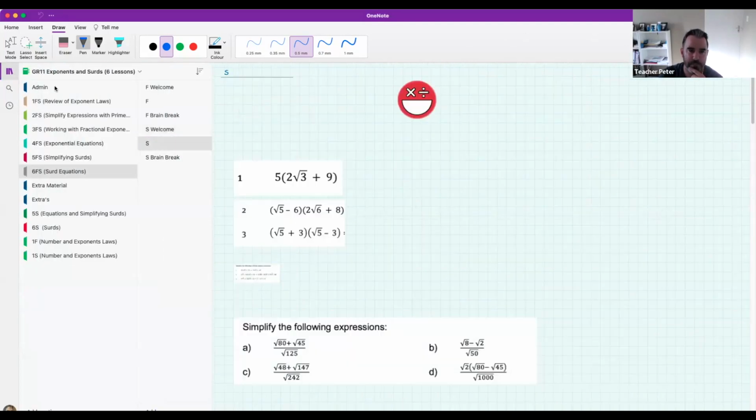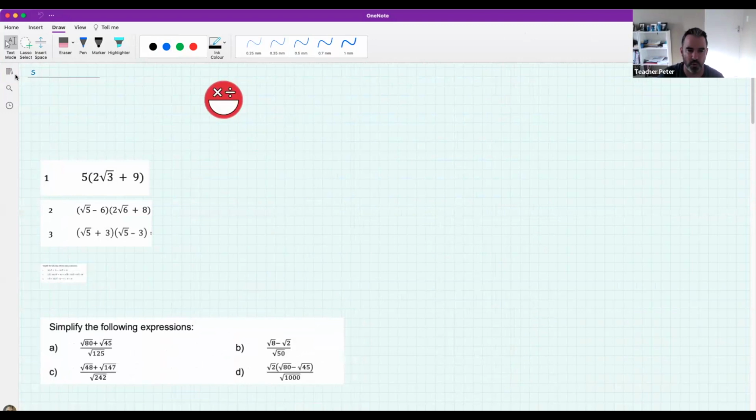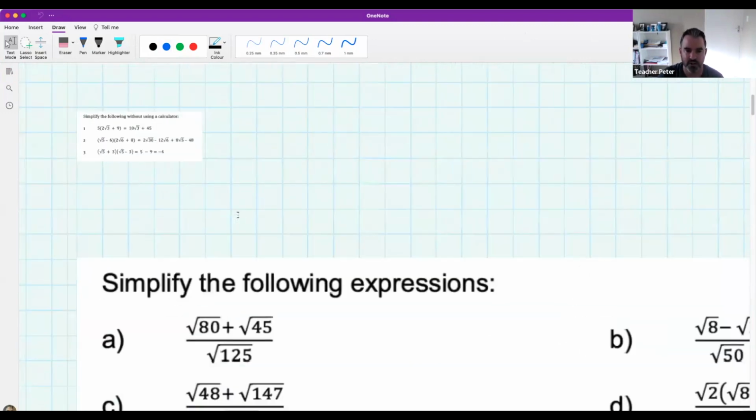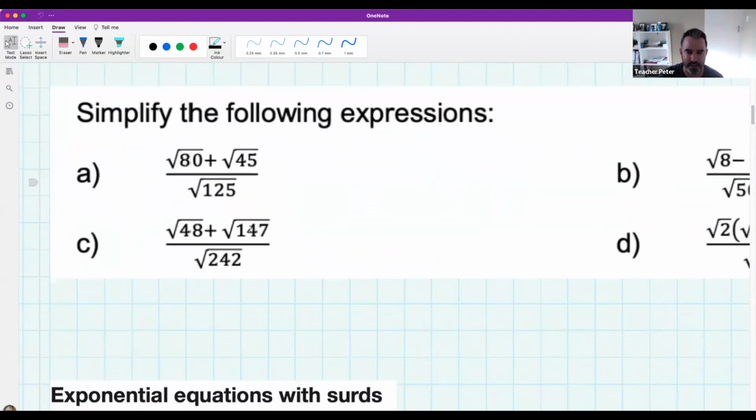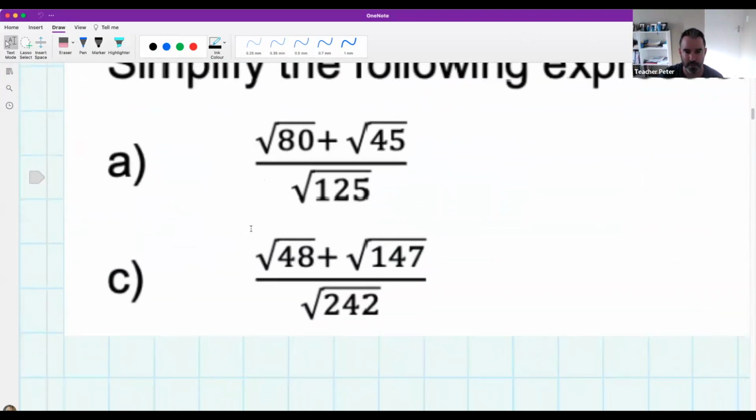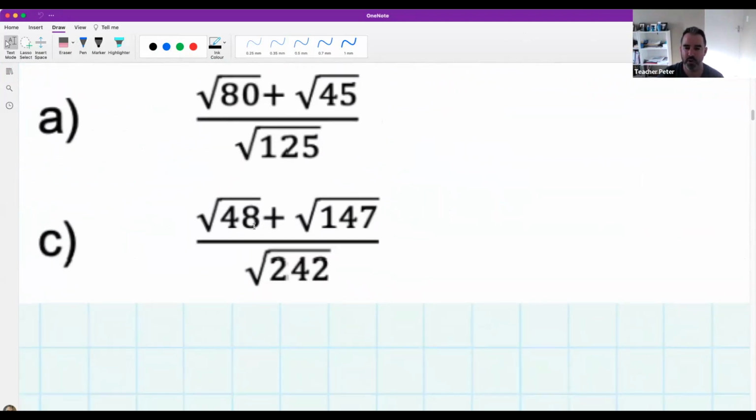Okay, so in the last lesson, we were talking about surds. And so I just want to do a quick little check that we still remember stuff. And so the question I want to start with is you need to simplify question C, but you may not use your calculator and you have to show your working.